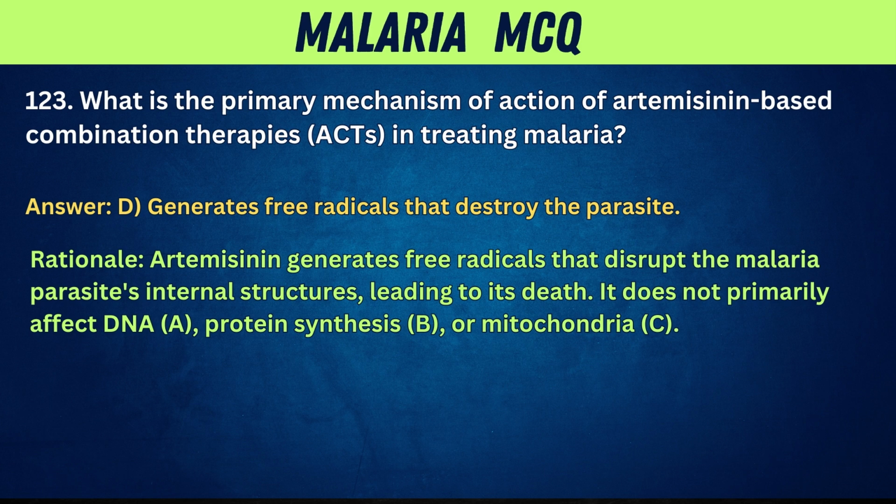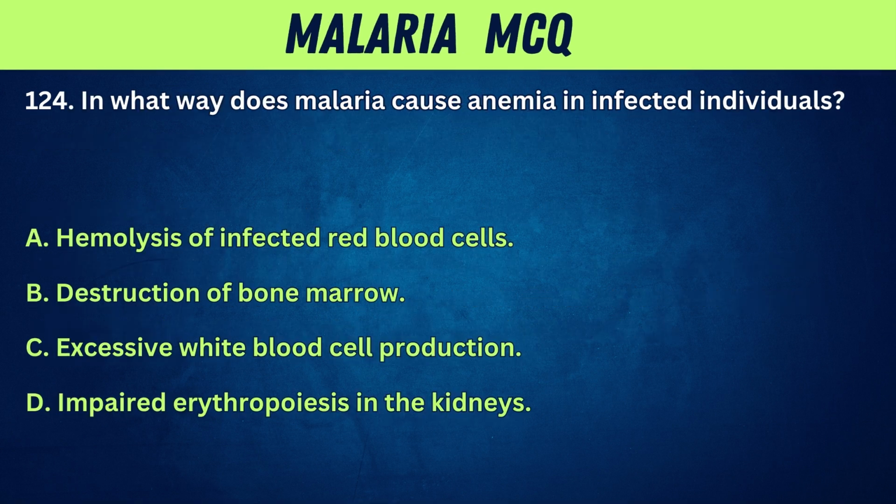Rationale: artemisinin generates free radicals that disrupt the malaria parasite's internal structures, leading to its death. It does not primarily affect DNA (A), protein synthesis (B), or mitochondria (C).